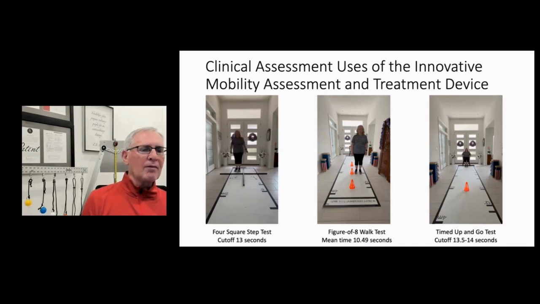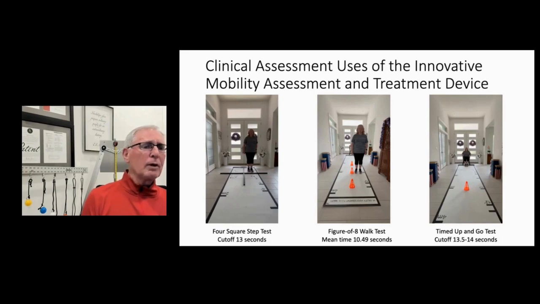In the bottom left-hand side, you see the 4 square step test with a 13-second cutoff. You see a Medicare eligible female here finished that test, did not hit the tubes that project about an inch in the air, and that would be a normal test and probably gets us in under the cutoff score.